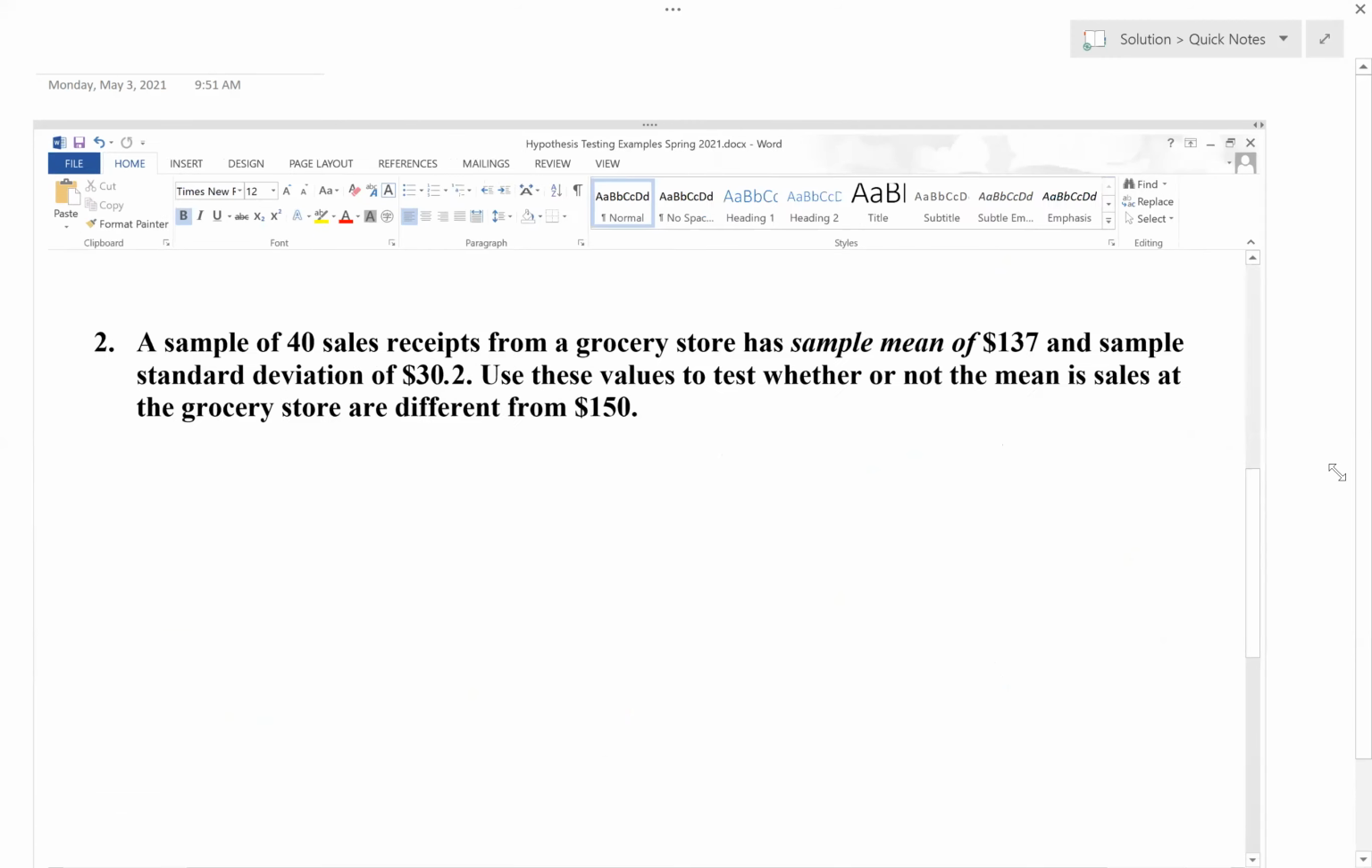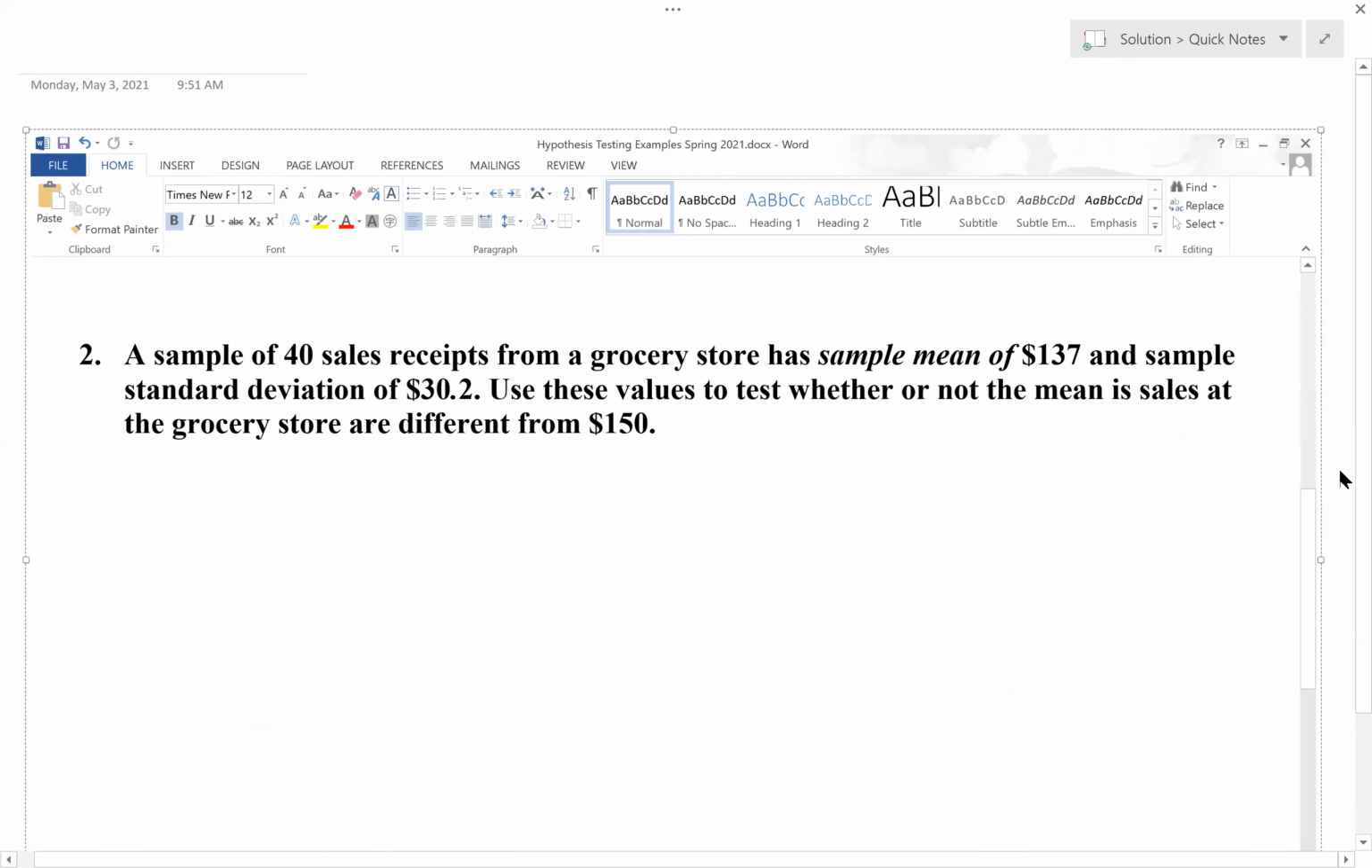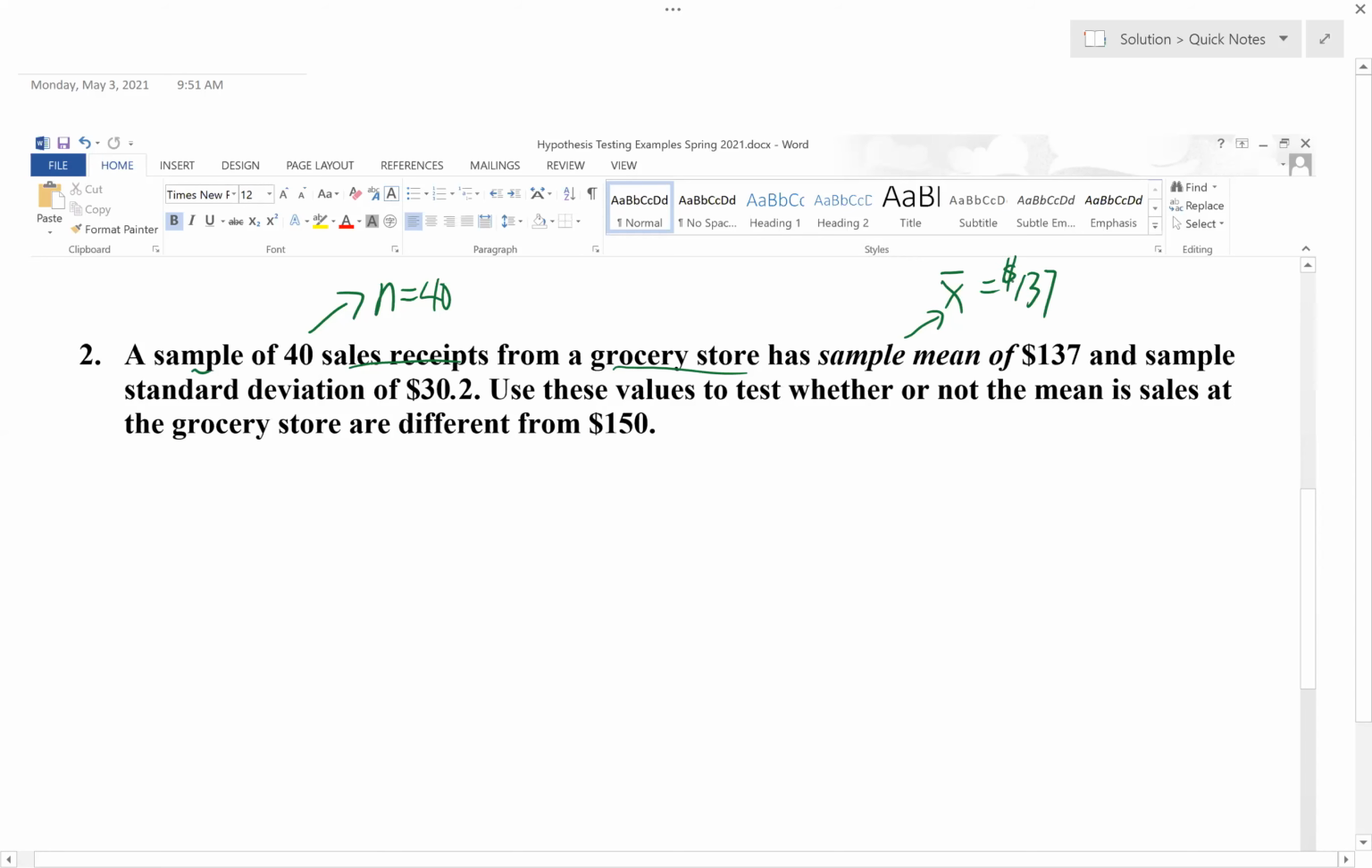First of all, let's run through the question. Let's take a look at what's given here, right? So the sample, that's a very clear indication we have a sample, and this is a sample size, n equal 40. So that's the first piece of information we extract from the question. We're talking about the sales receipts from this grocery store. I see sample mean, very specific, X bar, given as $137. And the sample standard deviation S equal to 30.2.